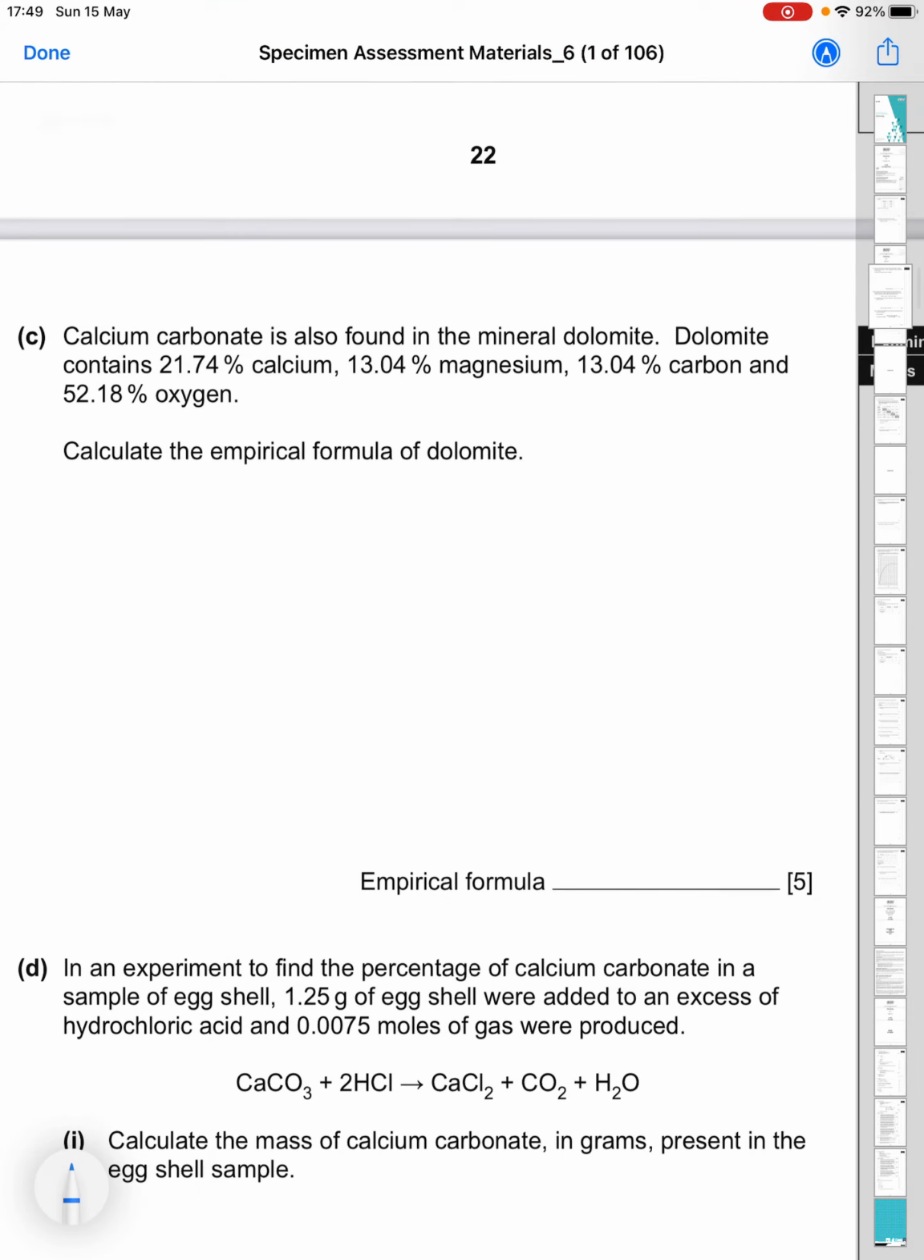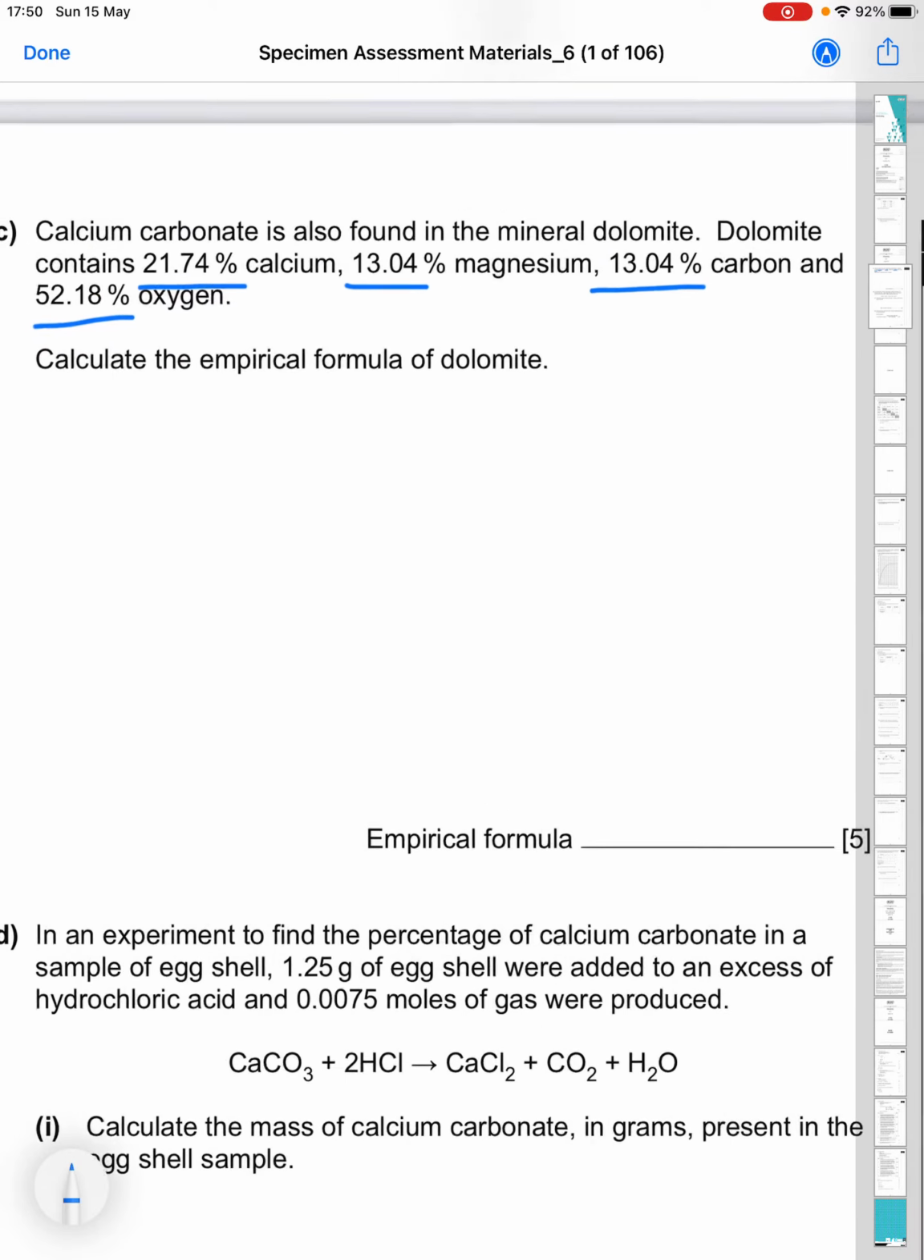So next, this is an empirical formula question. Calcium carbonate is also found in the mineral dolomite. Dolomite contains 21.74% calcium, 13.04% magnesium, the same of carbon, and 52.18% of oxygen.